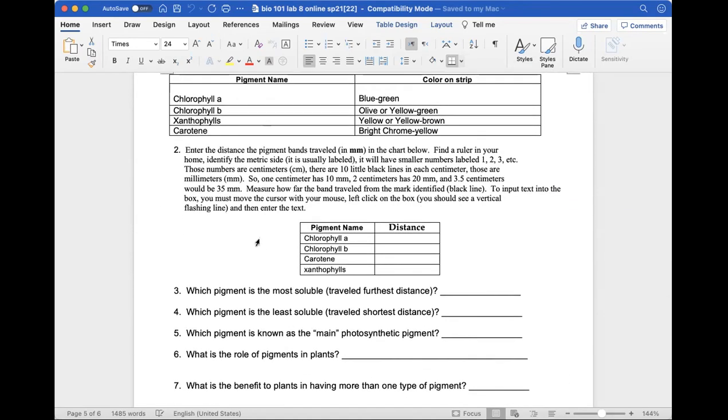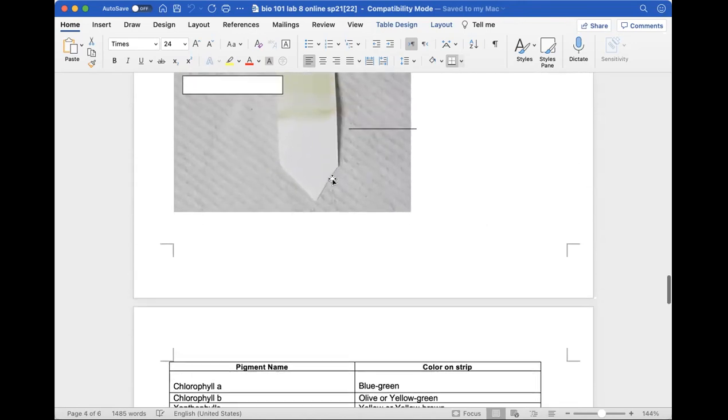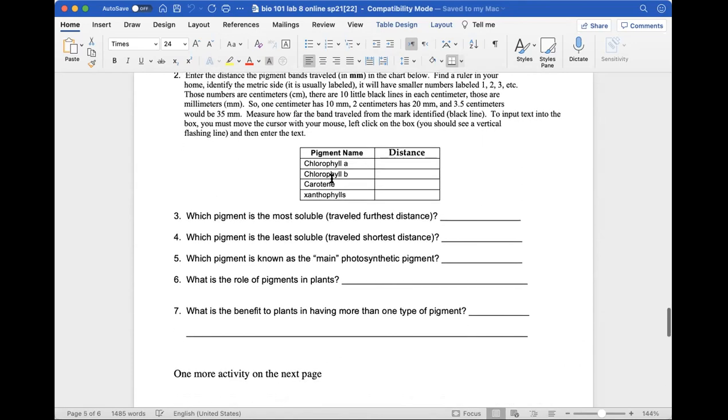Then you need to enter the distance the pigment band travels. So you can print this off or just use a ruler. You'll have to measure it in centimeters, but put in the number of millimeters. So 1 centimeter has 10 millimeters, 2 centimeters has 20 millimeters, and you need to measure how far the pigments traveled up the strip.